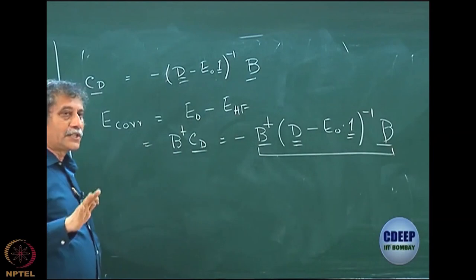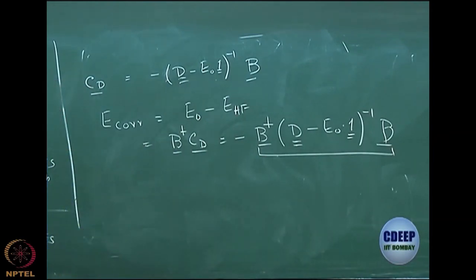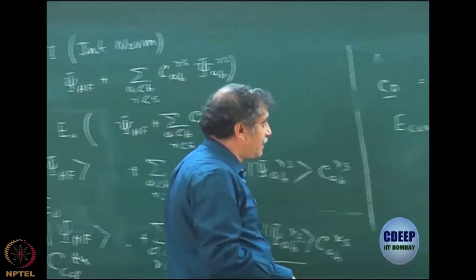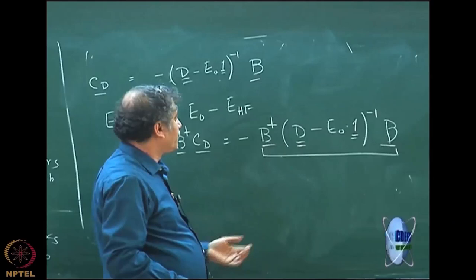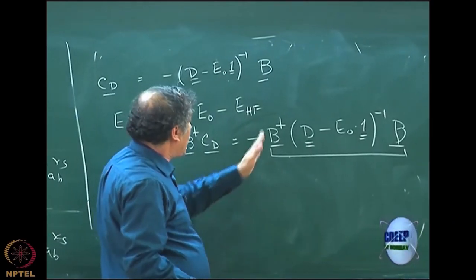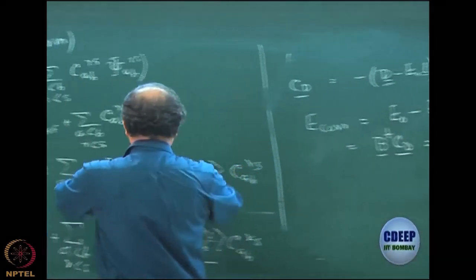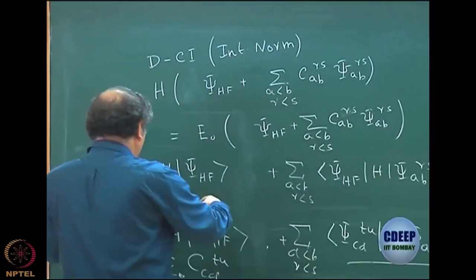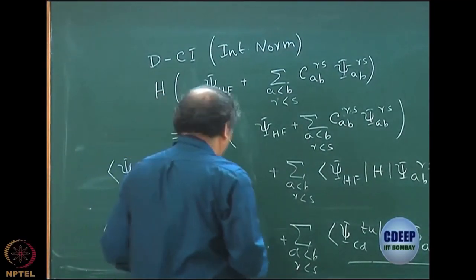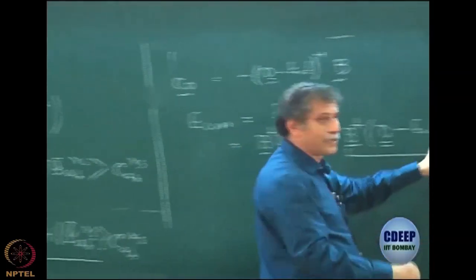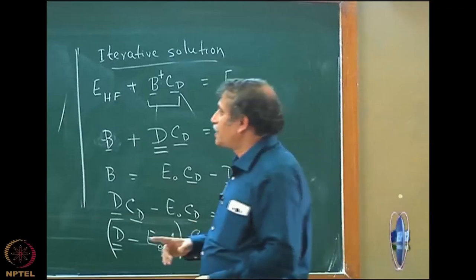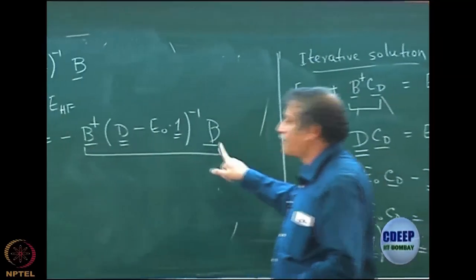Now, note this quantity very carefully. The D is a matrix element of the Hamiltonian between two sets of doubly excited determinants, minus some E naught, inverse, and then you have one set of elements which is doubly excited, and then B dagger, and this is B, psi CD2, right? So you have a B dagger and B. Compare with the MP2 energy. If you look at the MP2 energy, there are exactly two such sets, B dagger and B.